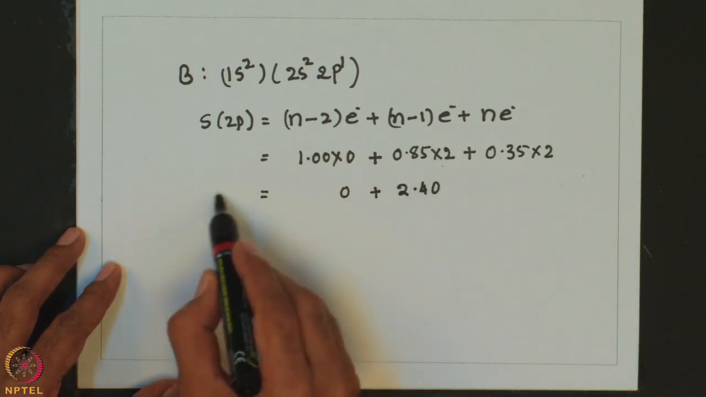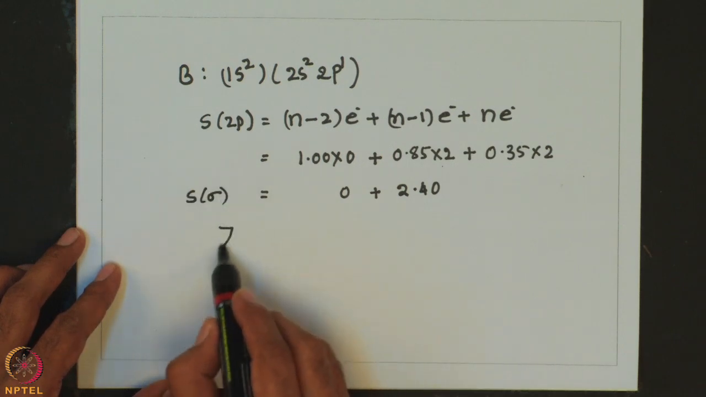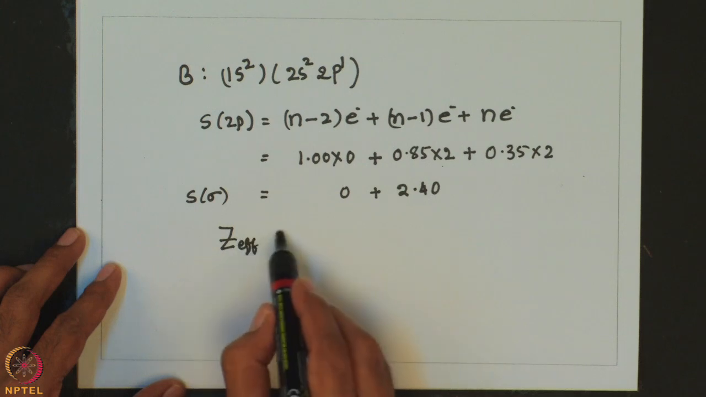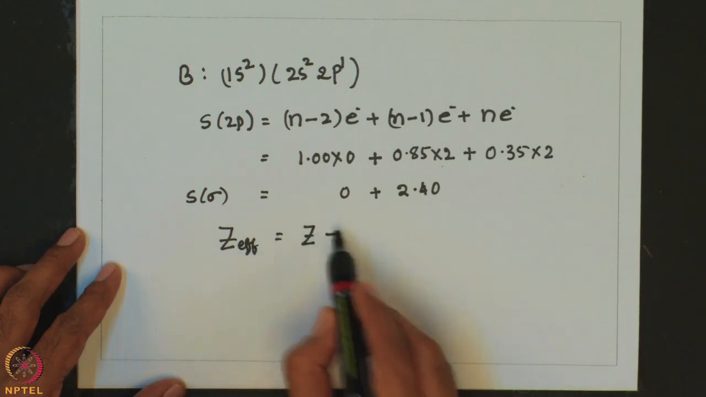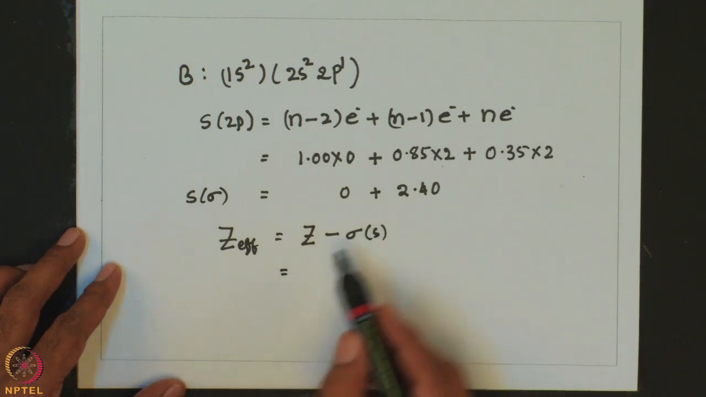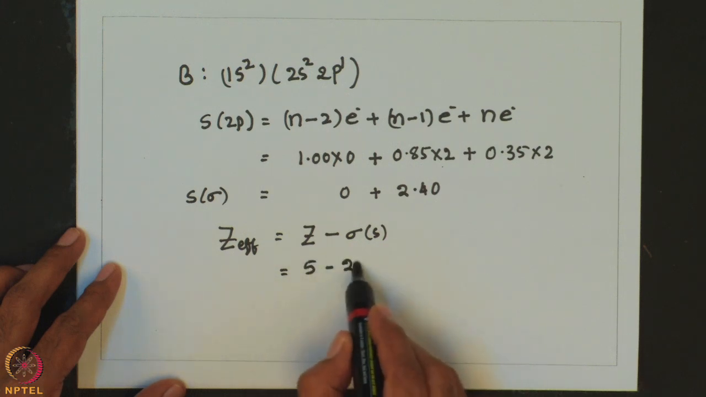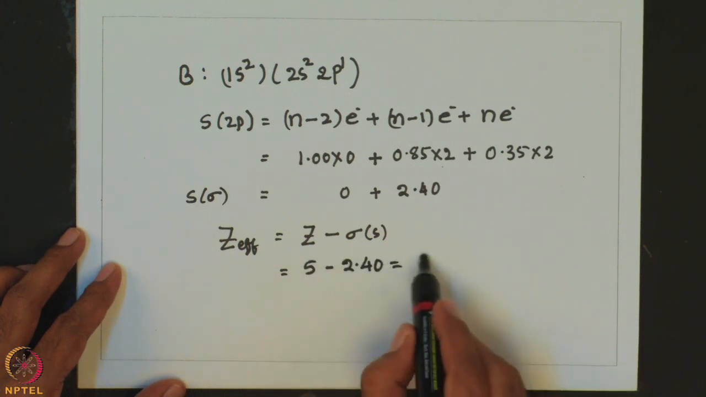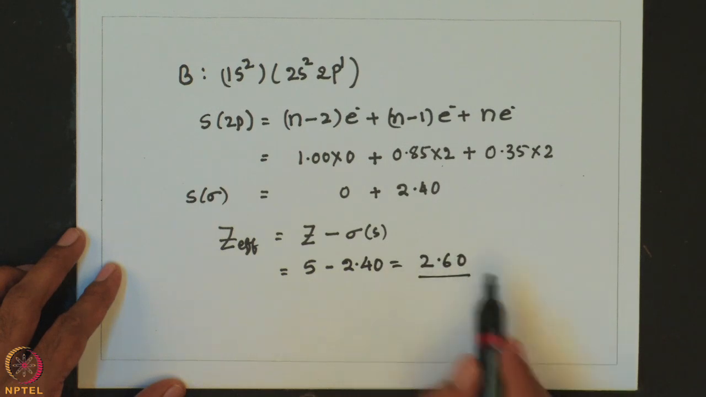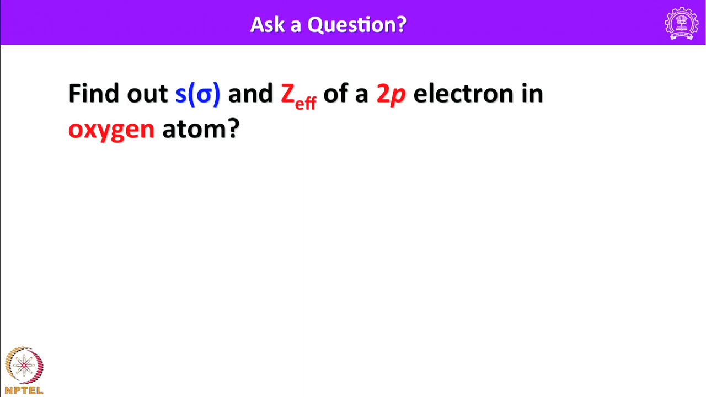Now, this you can call S or sigma. So, now Z effective equals Z, the atomic number, minus sigma or S. So, in case of boron, the atomic number is 5 minus 2.40, which will give you 2.60. So, this is the effective nuclear charge for the p electron of boron. Let us look into the same values for the 2p electron in oxygen atom.